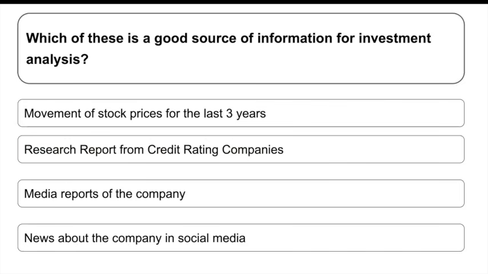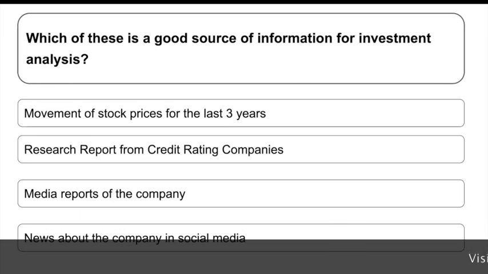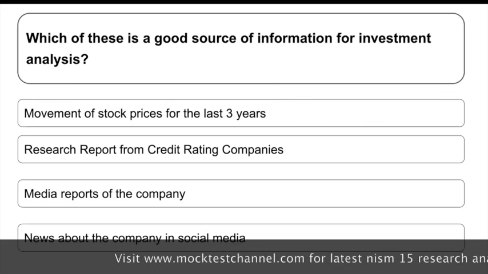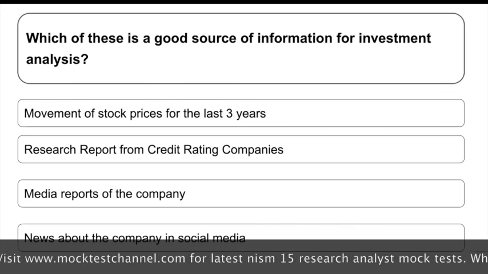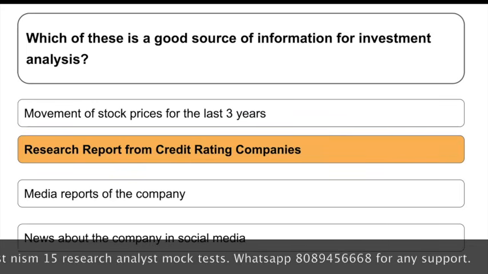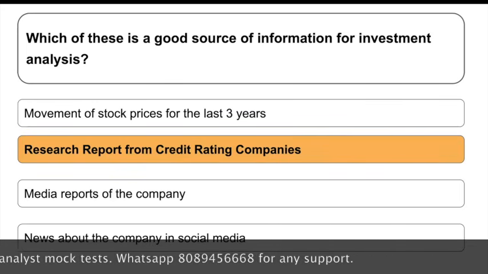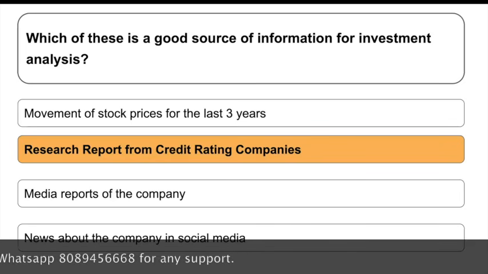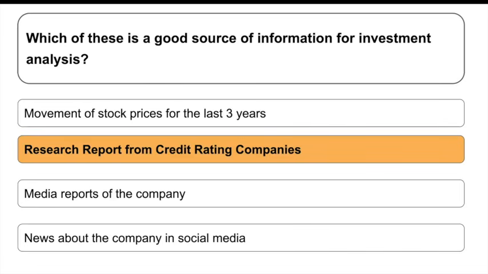Which of these is a good source of information for investment analysis? Options are A, movement of stock prices for the last 3 years, B, research report from the credit rating companies, C, media reports of the company, D, news about the company in the social media. What among these can be taken as a good source of information, my friends? The good source of information is always a research report that you get from the credit rating companies. Media can say anything about you, news and social media can say anything about you, but credit rating companies are the ones who create research reports which can be taken as a good source of investment information.